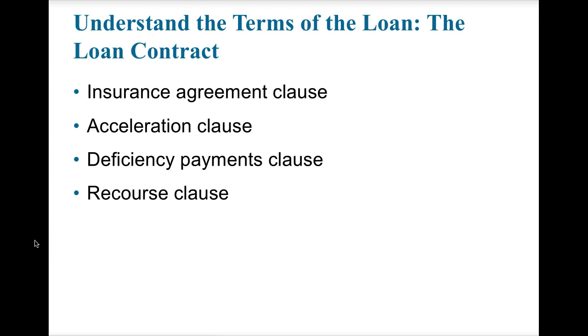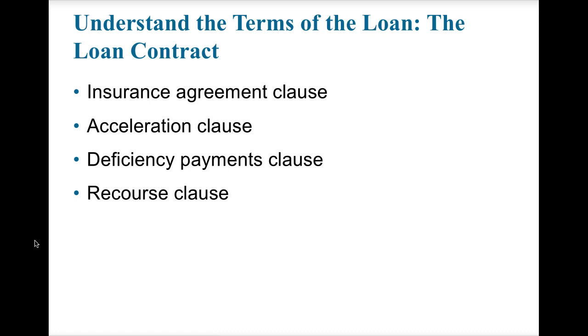So here are some things to understand in the terms of the loan. The loan is nothing more than a contract, so they could really put anything in this contract that they want. That's why you should always read over your loan agreement. Some things that could be in the agreement could be an insurance agreement clause, which is basically saying that you're going to be required to purchase credit life insurance to pay off the loan in the event of your death.